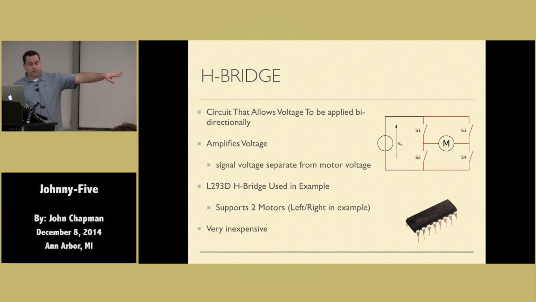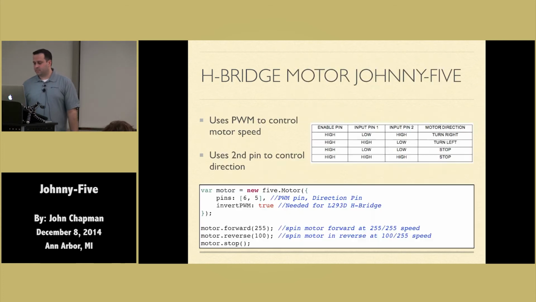This particular H-bridge that I'm using is the L293D H-bridge, right? Built by Texas Instruments, 50 cents a piece, pretty cheap, and they support natively 2 motors. Every one includes 2 different H-bridges, so I can use one chip and then drive both left and right motors. And again, they're very inexpensive.